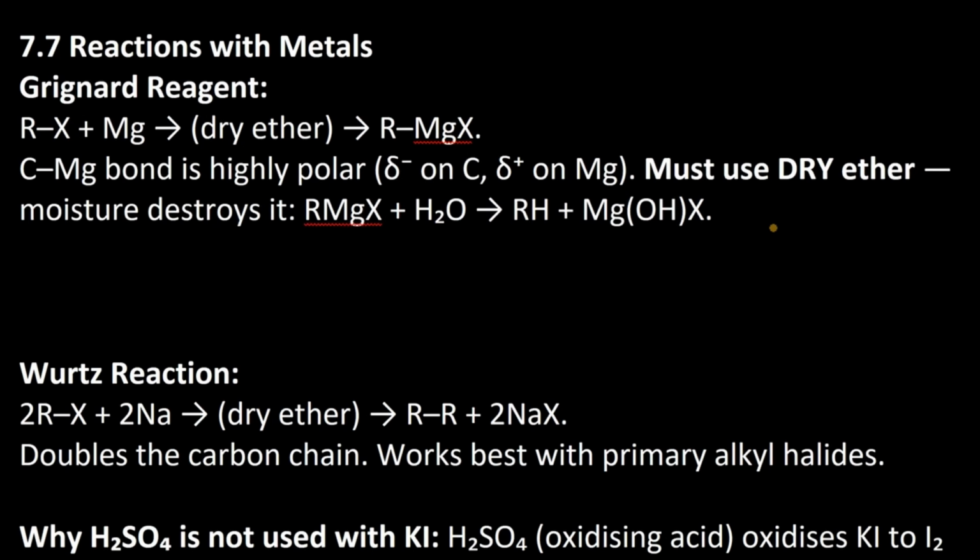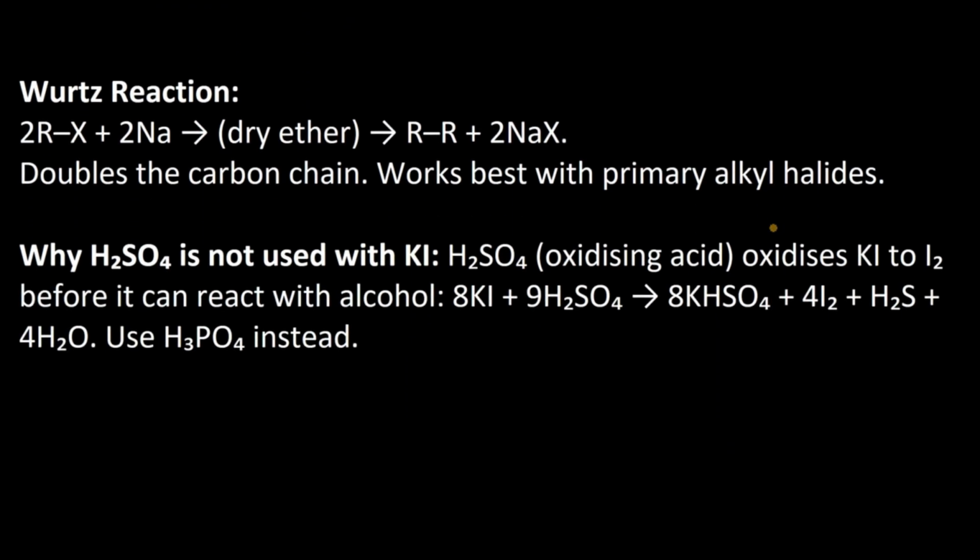Then the reaction with metals. With metal, it will lead to the formation of Grignard reagent. And Wurtz reaction. Wurtz reaction, here we are using dry ether and sodium. That will double the carbon chain. If you give 2, I'll give you 4. So that type of reaction happens over here. It works best with primary alkyl halides.